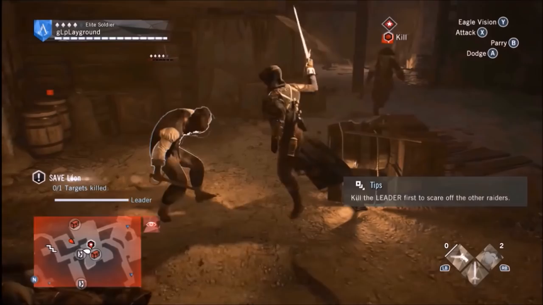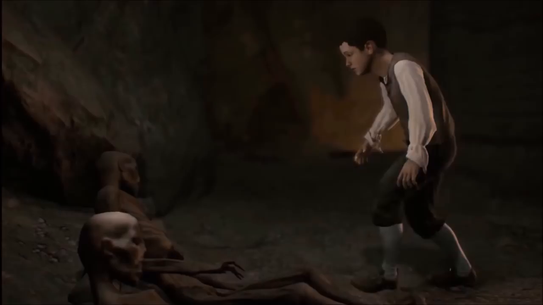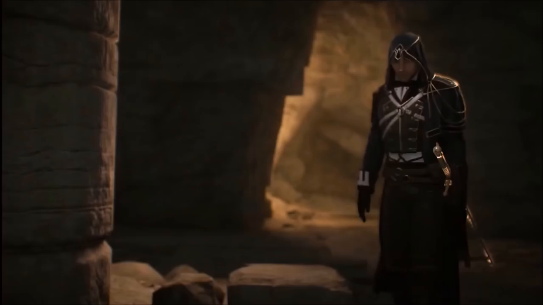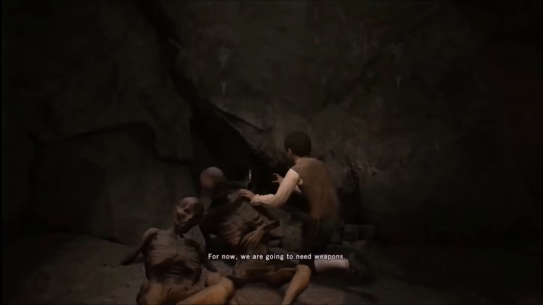He explored the depths of the crypt, searching for the entrance to the temple, ridding the area of these raiders and freeing an orphan boy that they were threatening for information. A boy that supplied Arno with weaponry he had discovered.